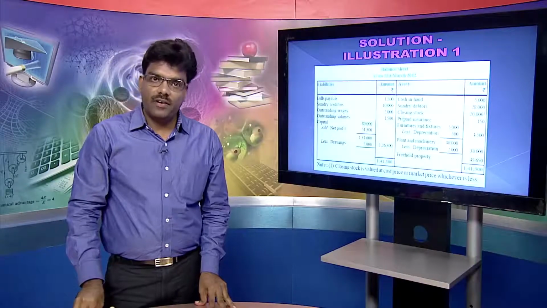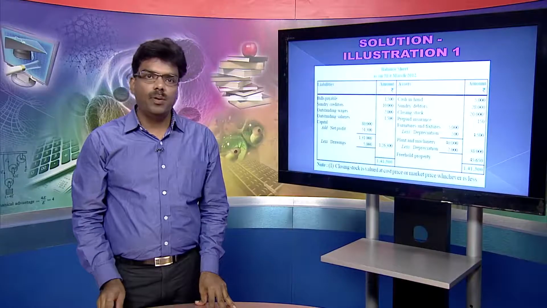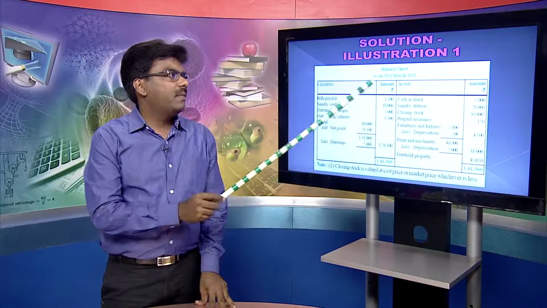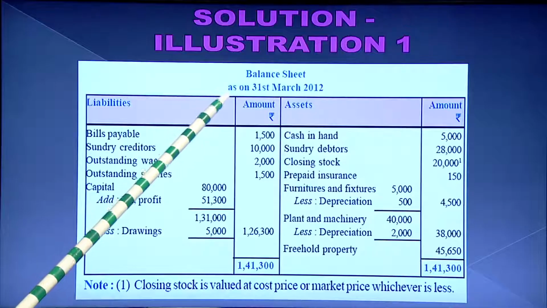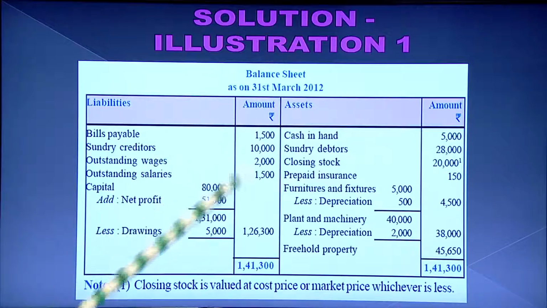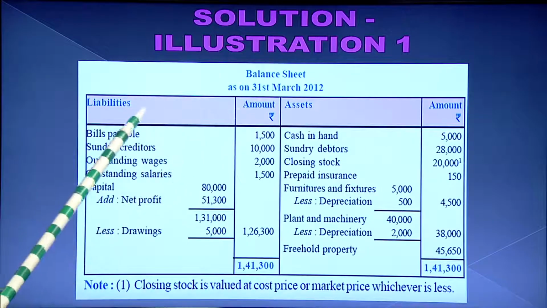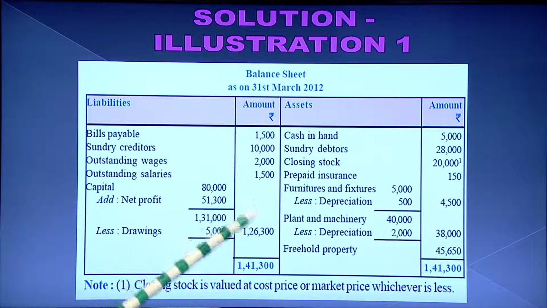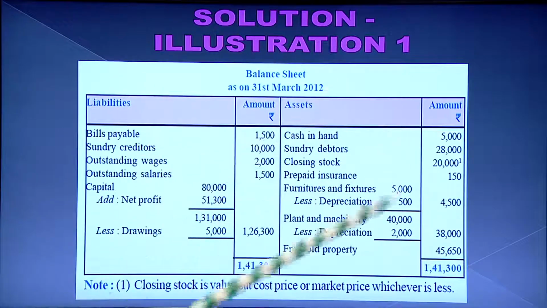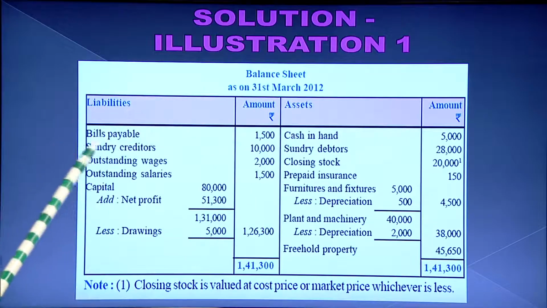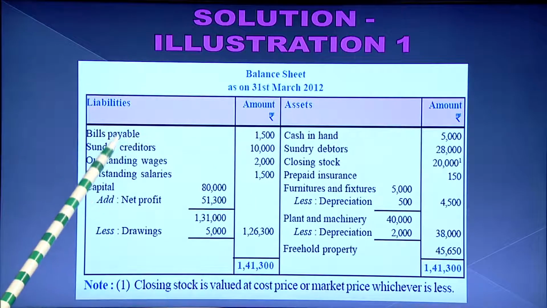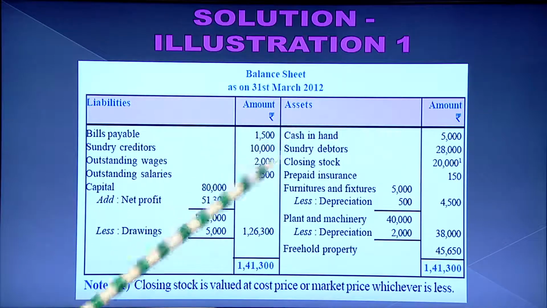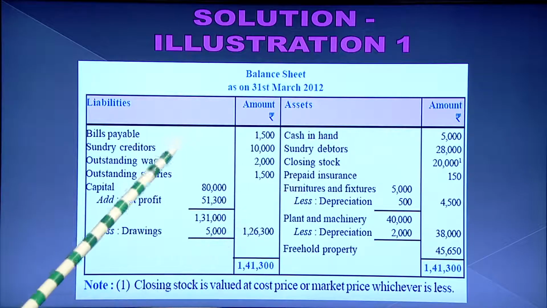So, after the trading and profit and loss account, we have to prepare the balance sheet. The balance sheet is prepared at a particular date. So, we write as on 31st March 2012. Here are also 4 columns: liabilities, amount, assets, amount. This is our liability side, and this is our asset side. First, we will start with bills payable. Bills payable given in the question is rupees 1,500. This is a liability. So, we will show it on the liability side.